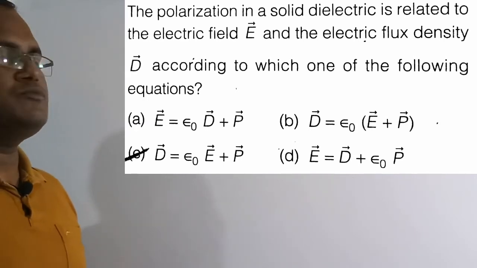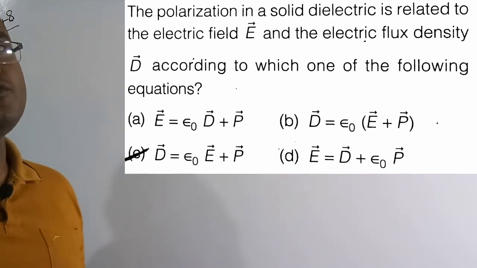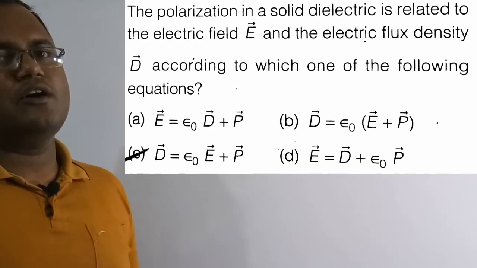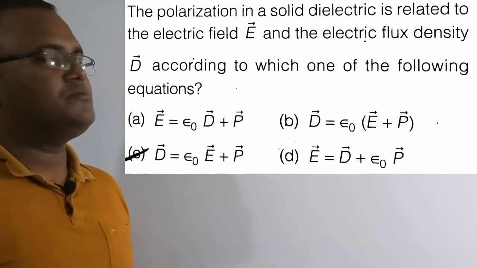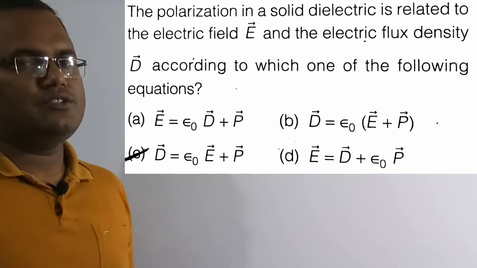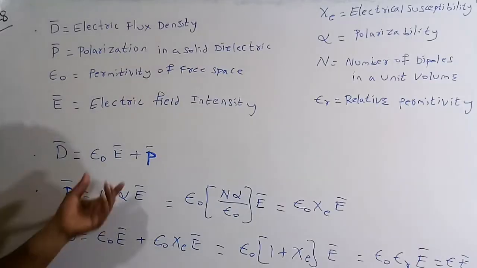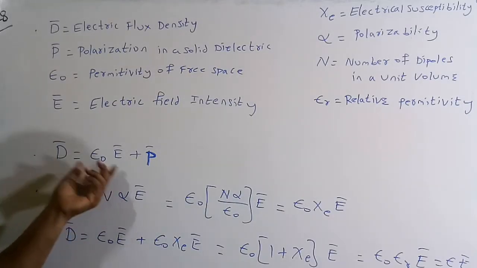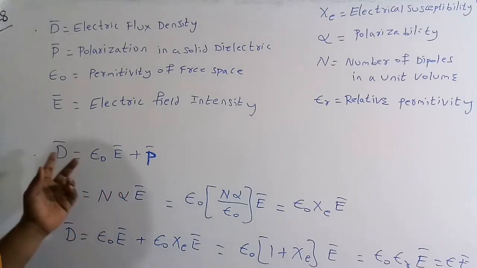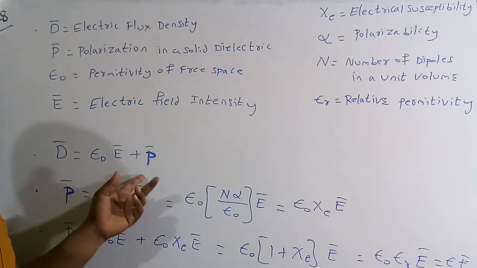Out of these four options, option C is the correct solution of this question, which is D bar equal to epsilon naught E bar plus P bar. So let's solve this numerical. In the polarization of any electric materials, the formula we get is D bar equal to epsilon naught E bar plus P bar.